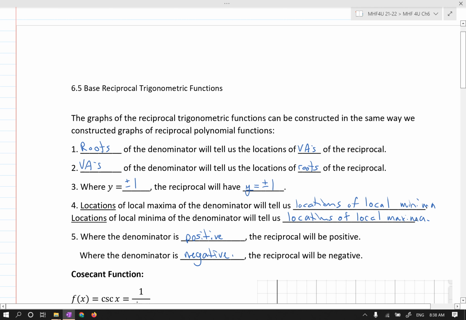All right, folks, so today we're looking at our reciprocal trigonometric functions. We're looking at their bases, assuming there are no transformations.